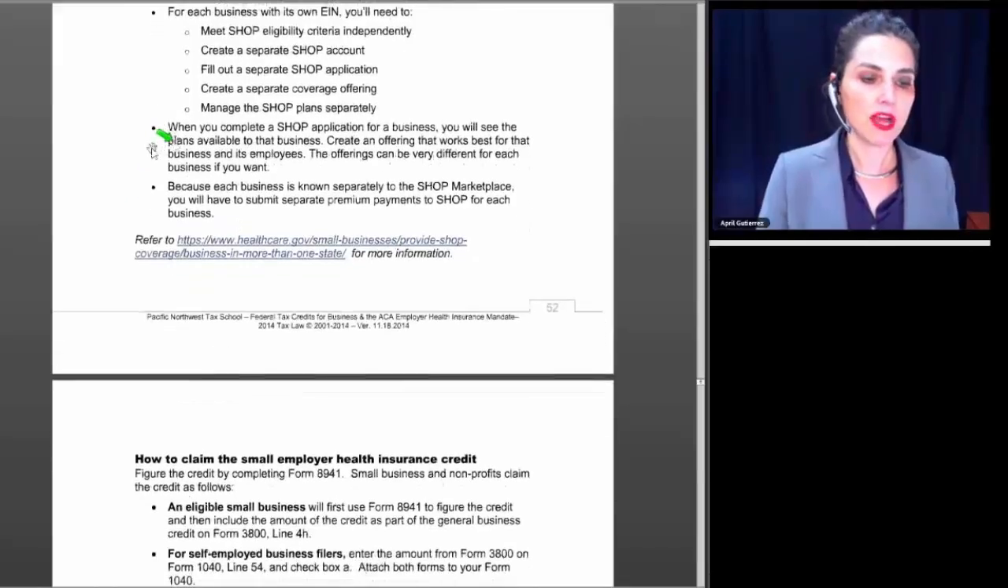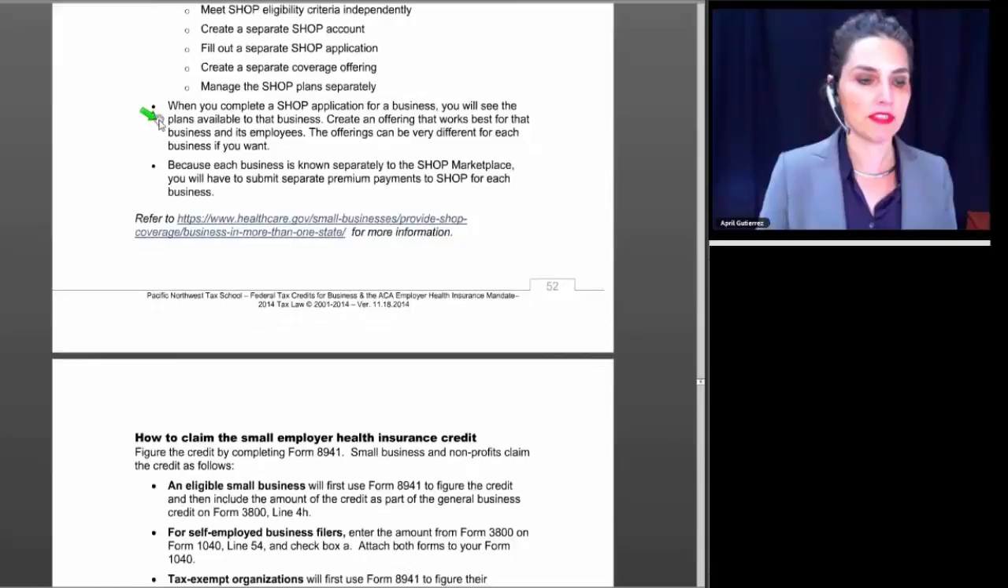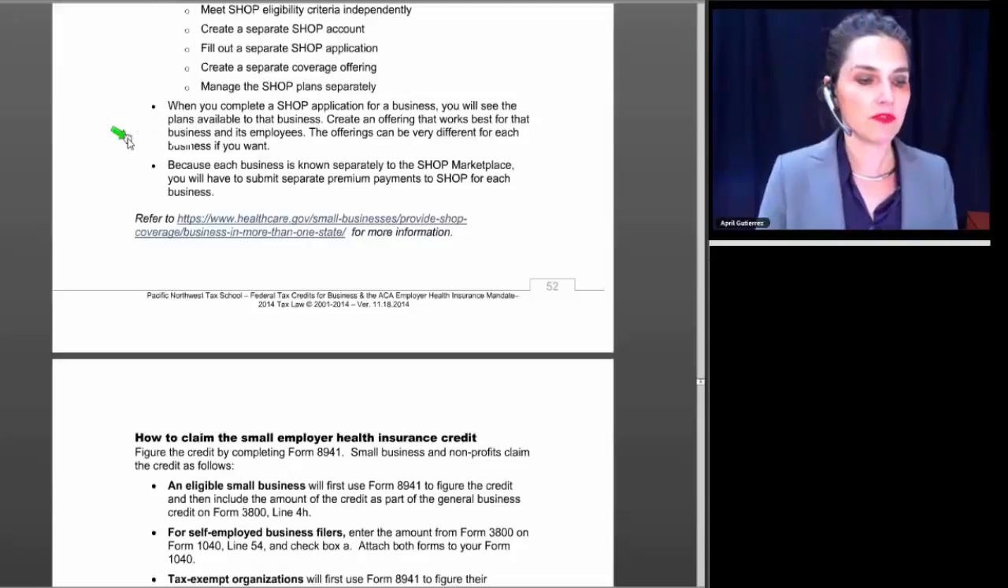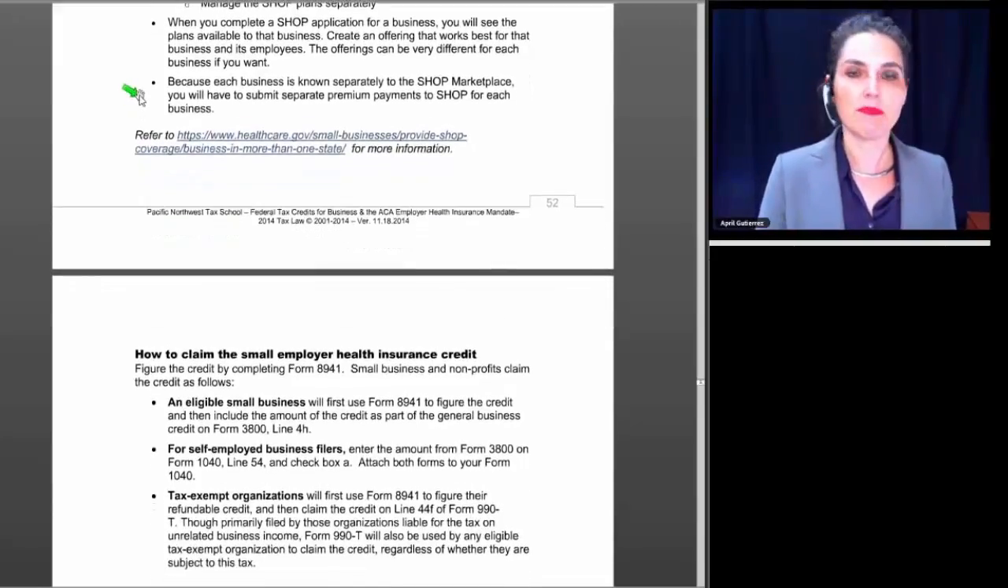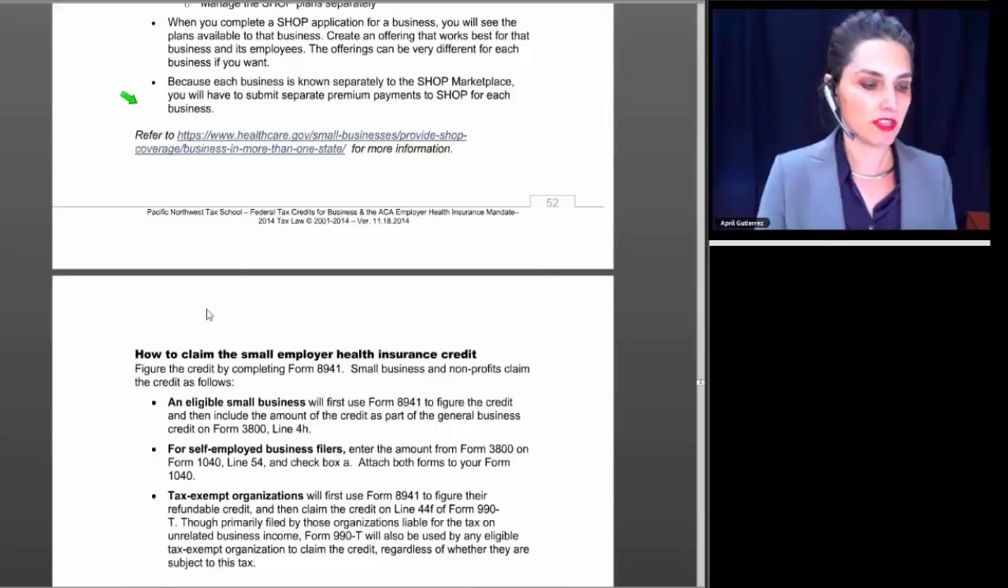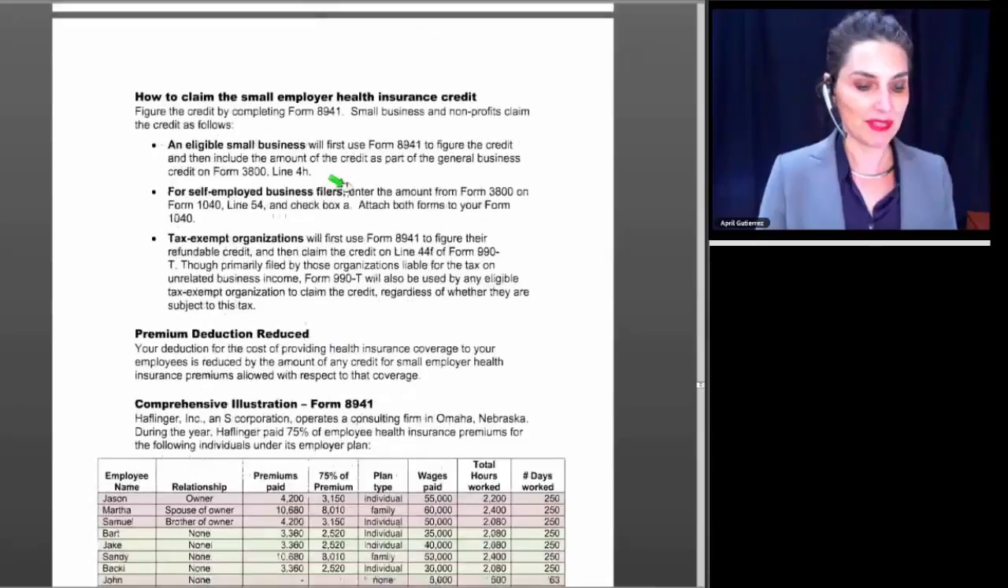When you complete a SHOP application for a business, you will see the plans available for that business. Create an offering that works best for that business and its employees. The offerings can be very different for each business if you want them to be. Because each business is known separately to the SHOP marketplace, you'll have to submit separate premium payments to SHOP for each business. And there is a link here for more information on that particular topic.